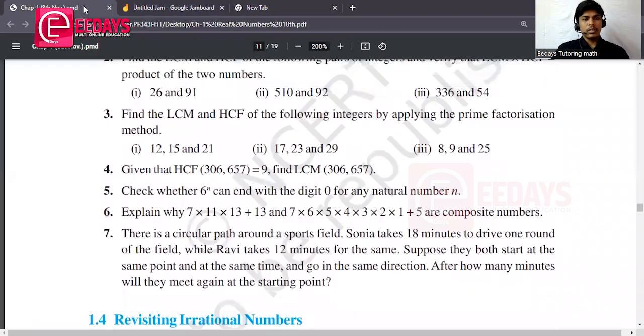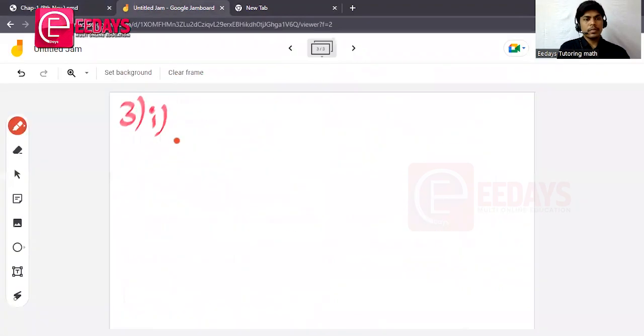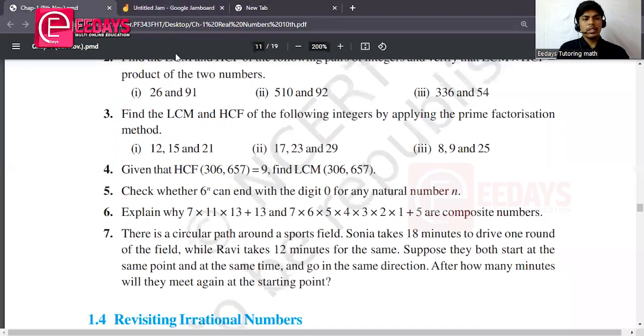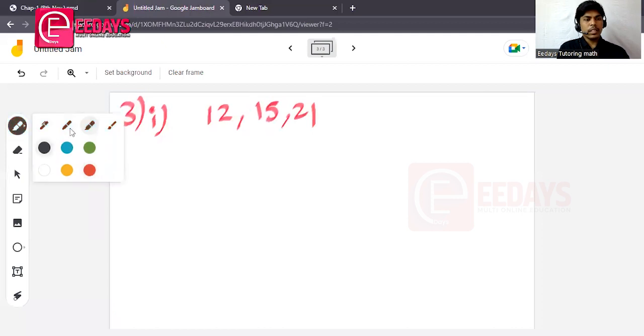Okay, what is the question? 12, 15, 21. Okay, whatever the question, first do one thing: write the numbers in terms of prime factors. Write the prime factors for 12.